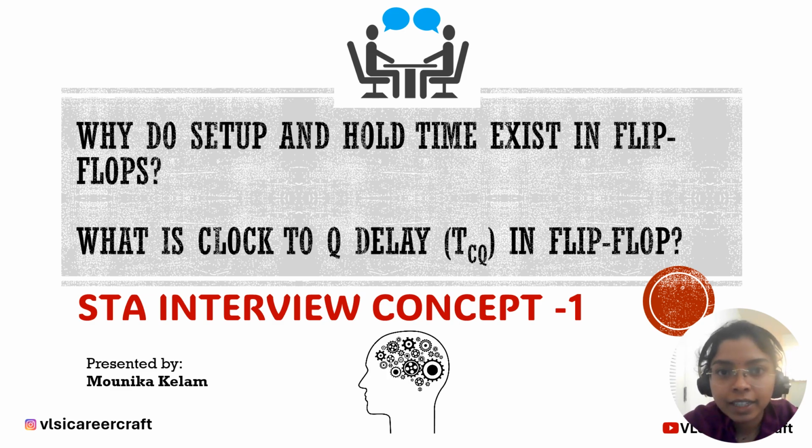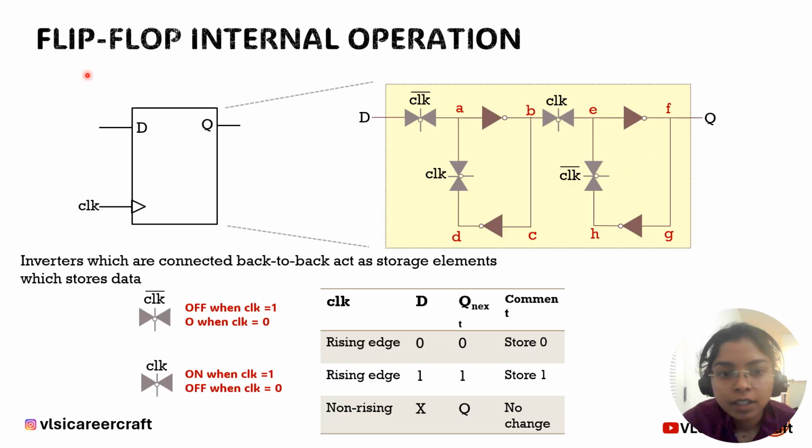So let's get started. Starting with the flip-flop's internal operation, this is the internal structure of a D flip-flop. This is a master-slave configuration, and a negative latch connected to a positive latch gives us a positive edge triggered D flip-flop. Here we have transmission gates which act as switches, and the inverters which are connected back to back are used as storage elements.